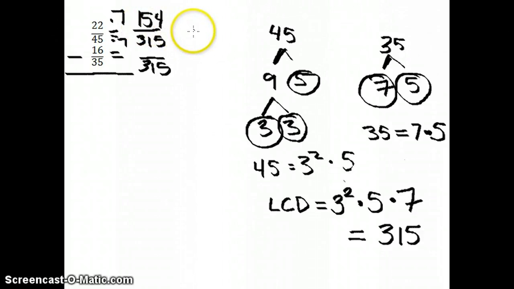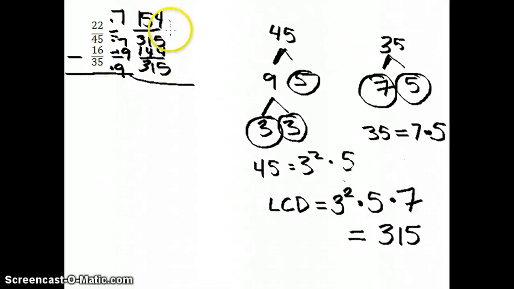Okay, then we have our equivalent fraction. Going from 35 to 315, to create this equivalent fraction, what we're multiplying by is 9 over 9. So then we need to do 16 times 9, and that is 144.